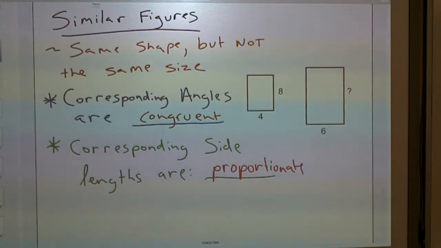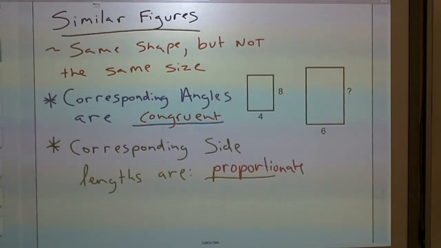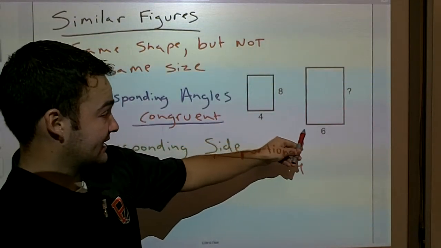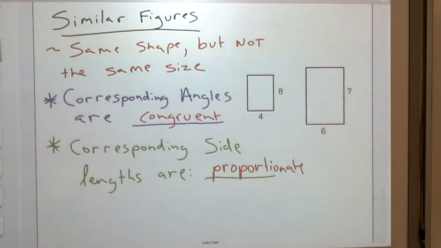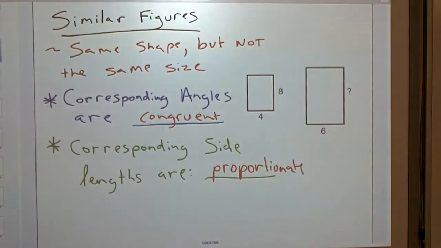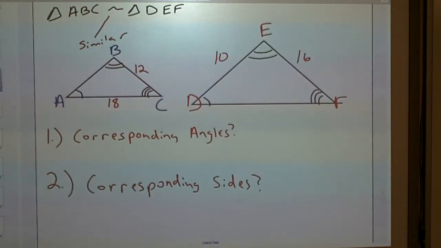Meaning if we were to compare the ratio of the smaller side length to the bigger side length, it's always going to be the same ratio, or that same fraction, when we simplify things down. Okay, so in this case we've got a 4 to 6. Okay, we'd compare that to an 8 to some number, and that would have to be the exact same thing. Alright, same number. So proportionate.